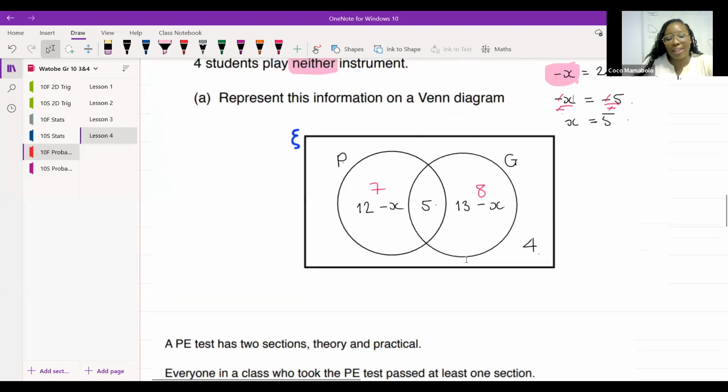Warona is asking us, how did we get 7 and 8? Well, if x is equal to 5, then 12 minus 5 would have to be 7, and 13 minus 5 would have to be 8. So Warona, I hope that answers your question.